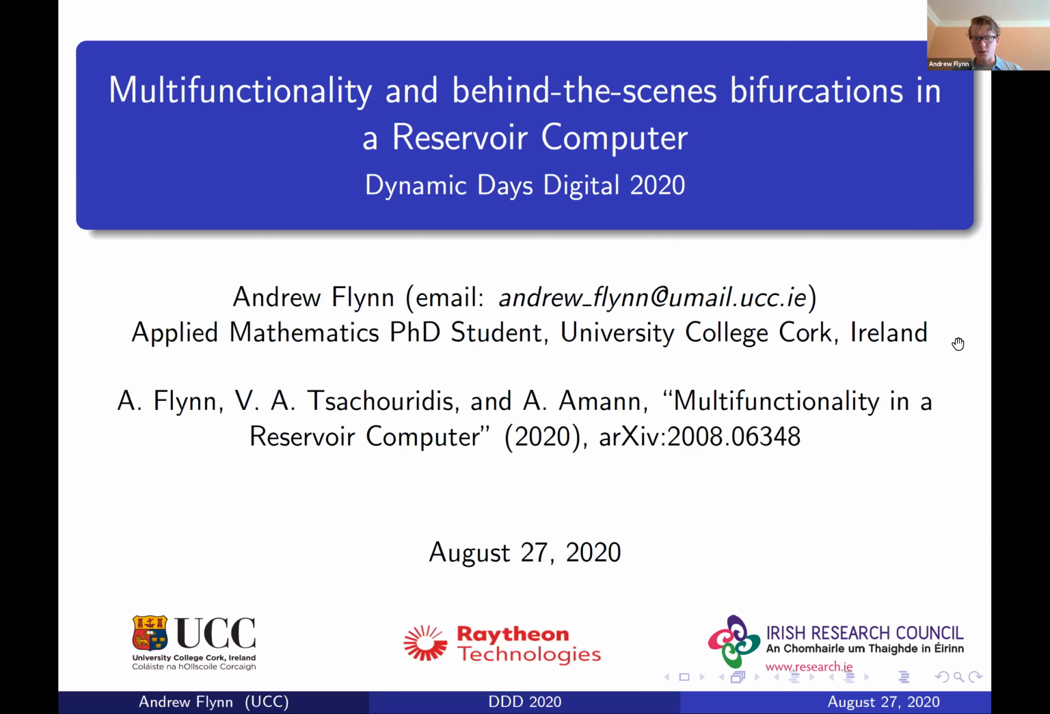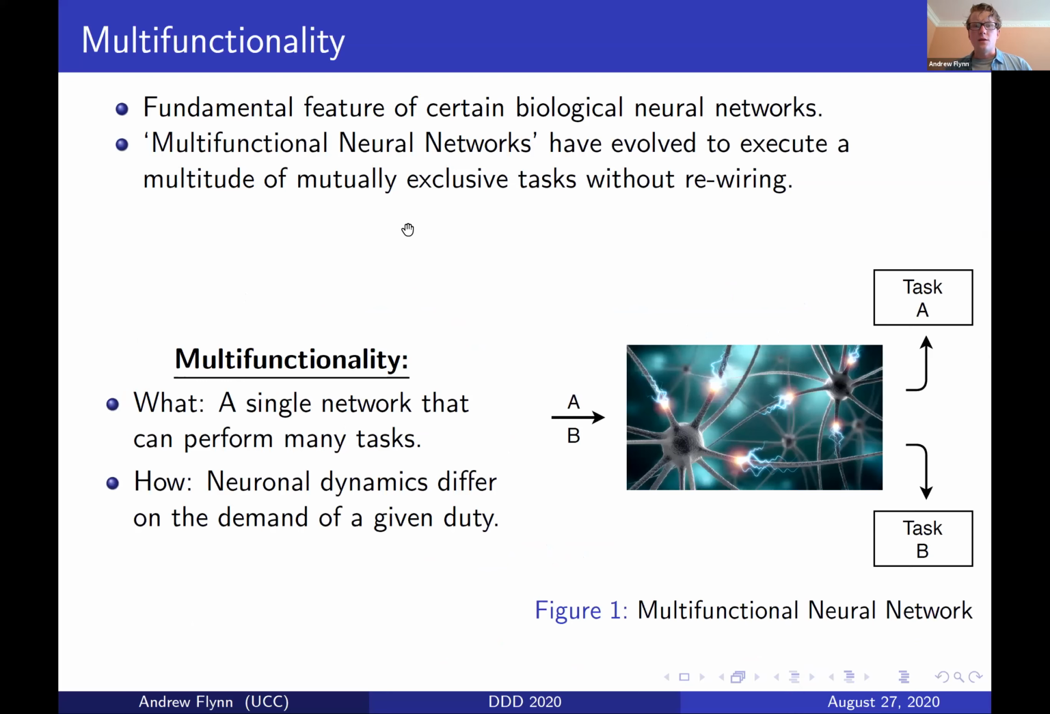And I suppose the first job I have to do is try to break up the buzzwords in the title. So the first word is multifunctionality. Multifunctionality is a fundamental feature of certain biological neural networks. And these multifunctional neural networks have evolved essentially to execute a multitude of mutually exclusive tasks without the need of rewiring. So this figure down in the bottom right-hand corner paints the picture well for us today.